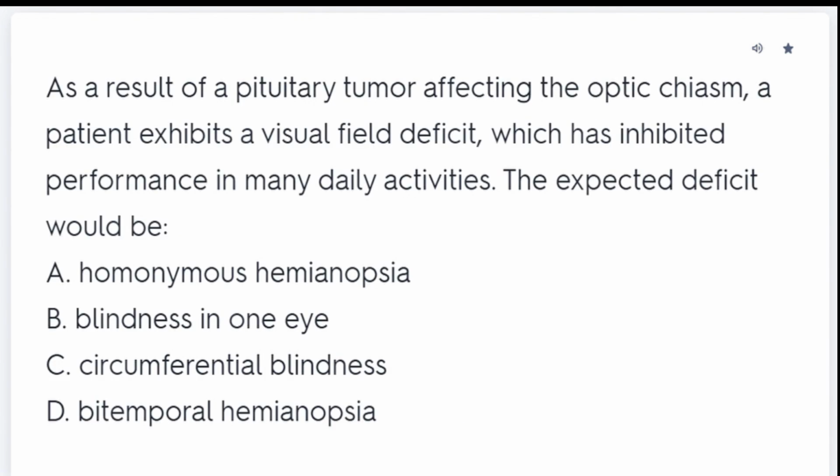As a result of a pituitary tumor affecting the optic chiasm, a patient exhibits a visual field deficit which has inhibited performance in many daily activities. The expected deficit would be: A. homonymous hemianopsia, B. blindness in one eye, C. circumferential blindness, D. bitemporal hemianopsia.